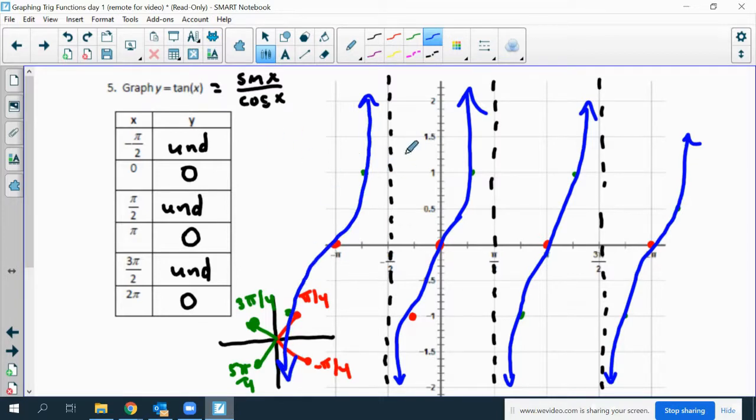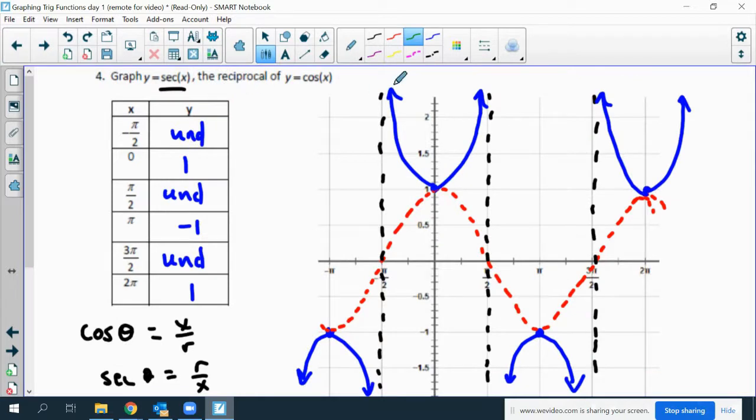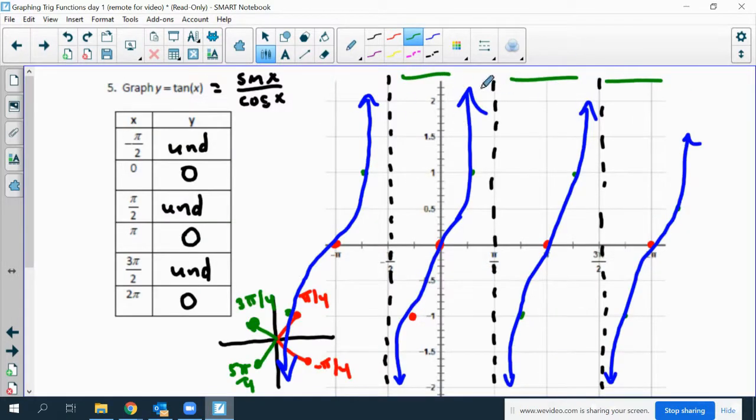But the repetition is every pi. So notice that it repeats each of these intervals, whereas secant and cosecant repeat every 2 pi. Notice that this one doesn't show up again until 2 pi later, whereas on tangent, it shows up every pi. So, for example, this point is going to show up again here, and it's going to show up again here, and so on.